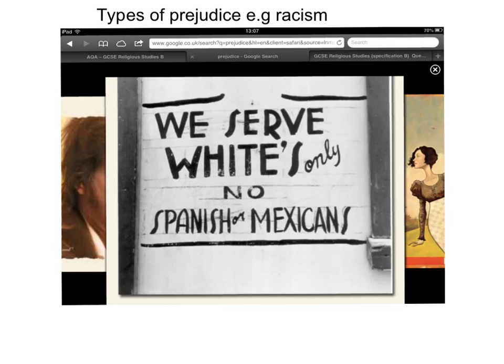One key thing you need to know for this unit is the different types of prejudice. As this advert from America in the 1950s shows, one type of prejudice would be racism. Others would be things like sexism, homophobia, religious prejudice, prejudice against people with disabilities, or prejudice based on their appearance.